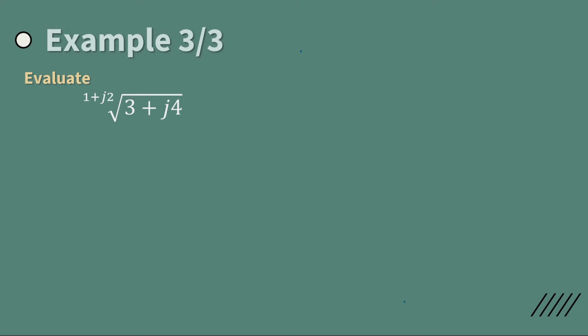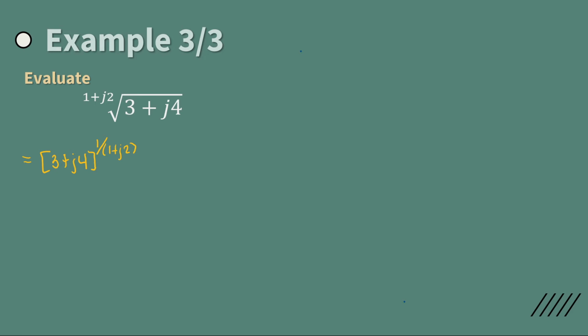So you can see here that you have the square root of 3 plus j4 raised to 1 plus j2. Now if you encounter this kind of problem, you need to transform the radical sign into an exponent. Basically, don't be confused. The exponent of this 3 plus j4 is 1 over 1 plus j2, or the inverse of the 1 plus j2. Okay, so that's the first step.